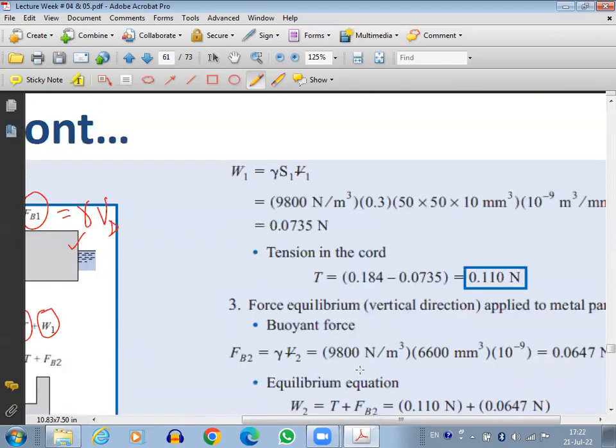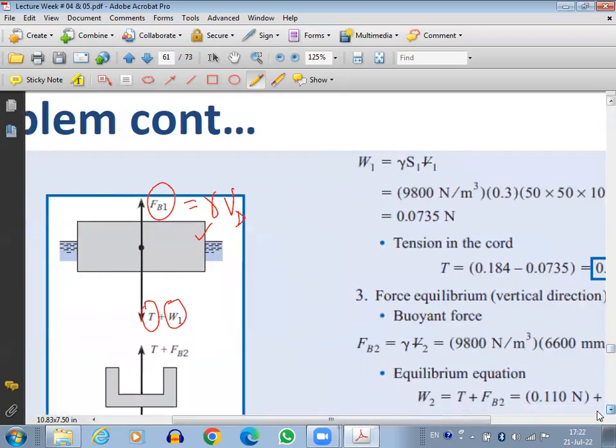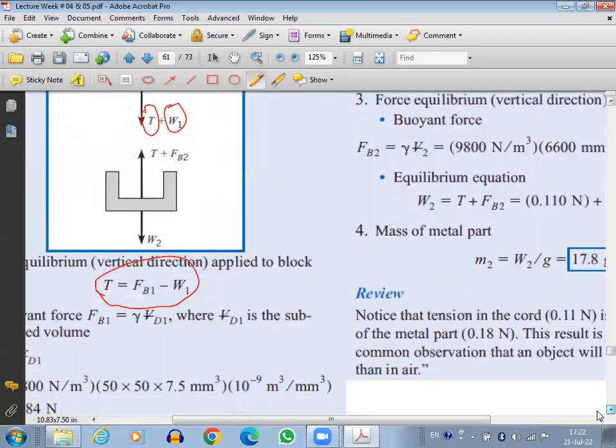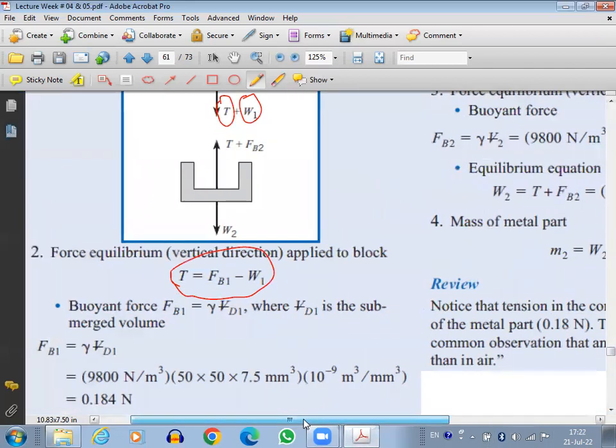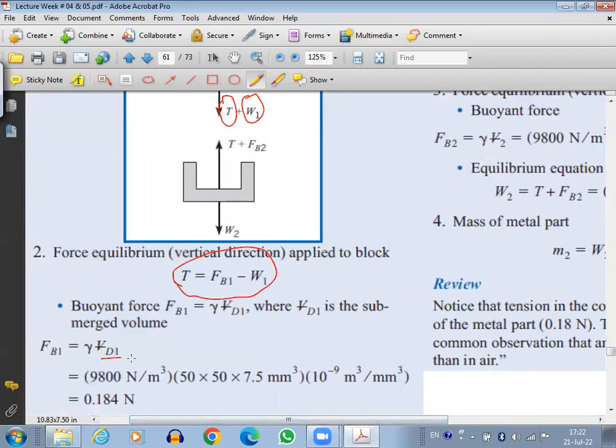So as you can see here, gamma into volume displaced. So volume displaced will be 50 by 50 by 7.5. So we're going to get FB1. Is the calculation for FB1 clear or not? Okay.